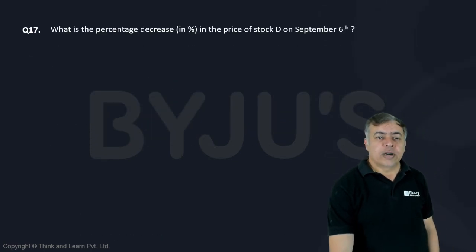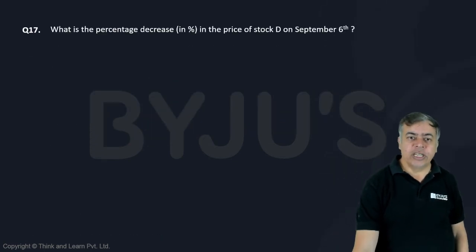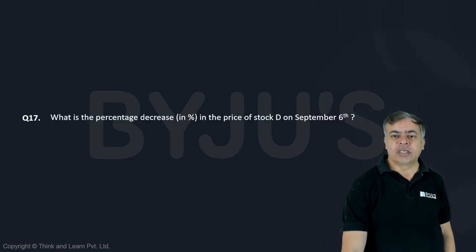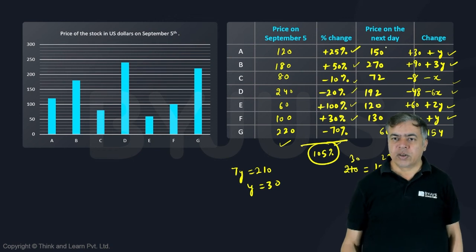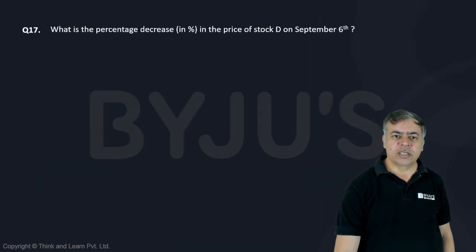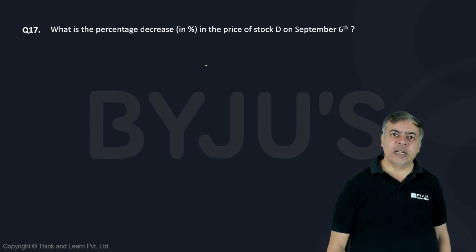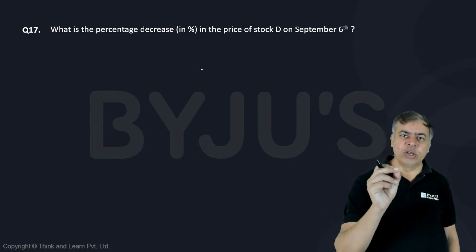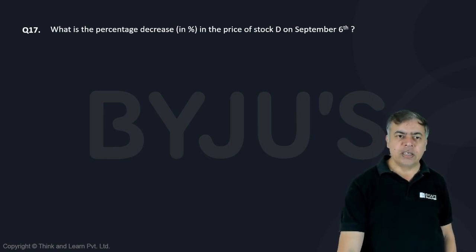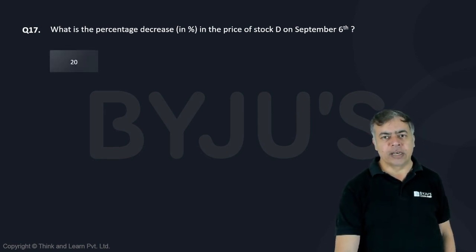So the question is, what is the percentage decrease in the price of D on September 6? September 6, okay, and D it is minus 20%. So my answer would be minus 20%. He is saying decrease, so I will answer 20% only. That means you will type only 20, because percentage is given, decrease is given. So you will type 20, right? 20 would be the correct answer.